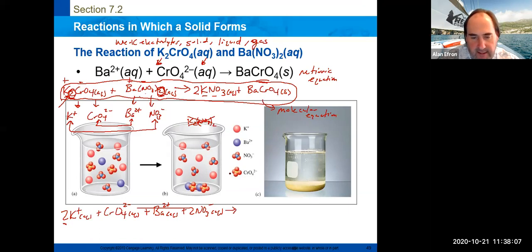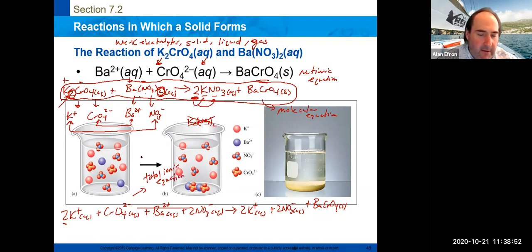And going to the other side, our potassium nitrate will also be a strong electrolyte. That 2 that's in the front gets distributed to each of the ions that are behind it. So that would break apart into 2 potassium ions and 2 nitrate ions. And again, that is the 2 here being distributed to both of those ions when we break it apart. And lastly, we have our solid, which would stay together as our barium chromate. What we have here is what is sometimes referred to as the total ionic equation.